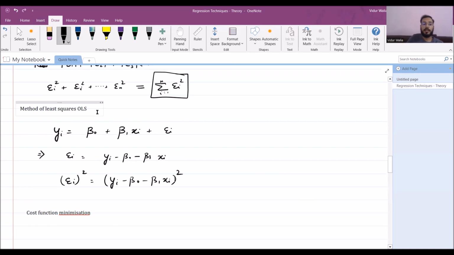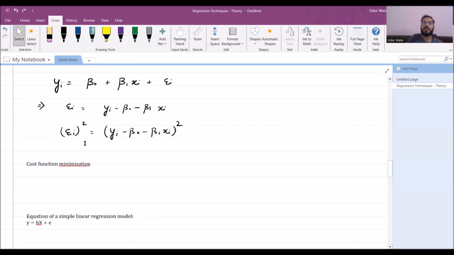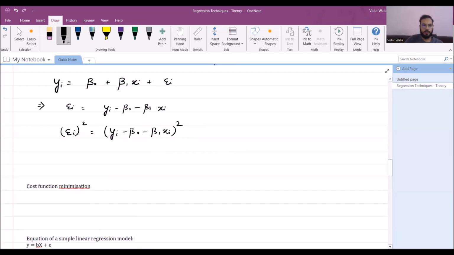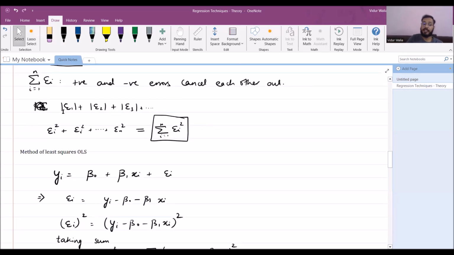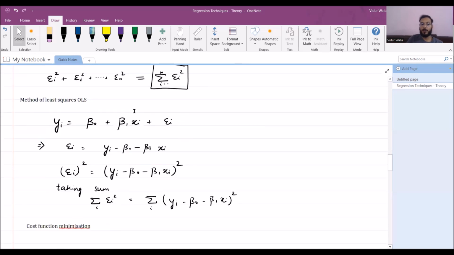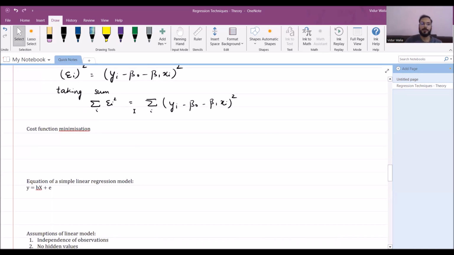And what is my main aim? My main aim is to reduce the total errors. So if I take the sum on both the sides, taking sum, I get the sum of epsilon i square is equal to the sum, obviously over i, of yi minus beta naught minus beta 1 xi whole square. And this is exactly what I got over here. Remember, I still haven't given you a reason for why I'm not taking the absolute values here. Just bear with me for a minute. I'm just coming to that.